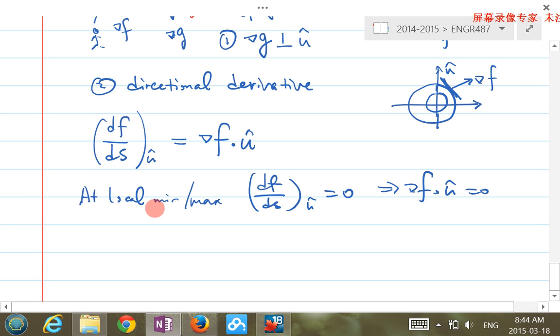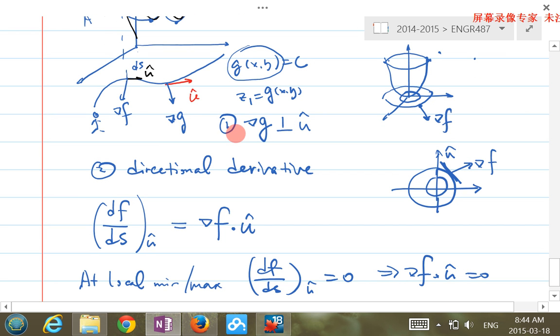Somehow, at a local min or local max, your dot product will be zero between these two vectors. So what makes the two vectors' dot product zero? The two vectors need to be, they're all in the same plane, perpendicular, right? So this is the second fact. At a local min, local max, the del f is perpendicular to u hat. There's also the first fact. Del g is always perpendicular to u hat.